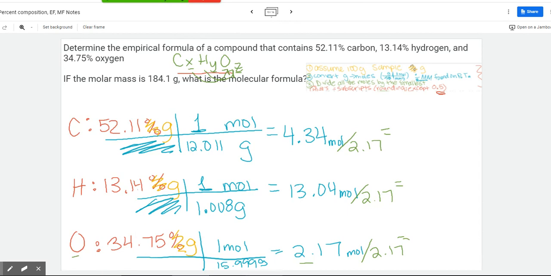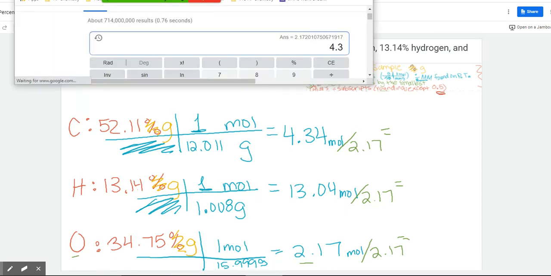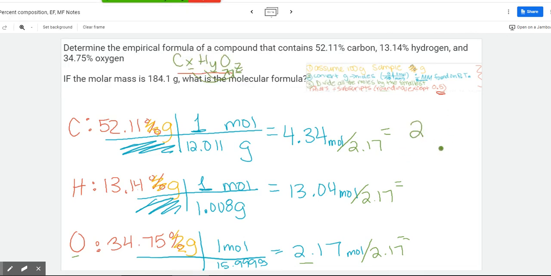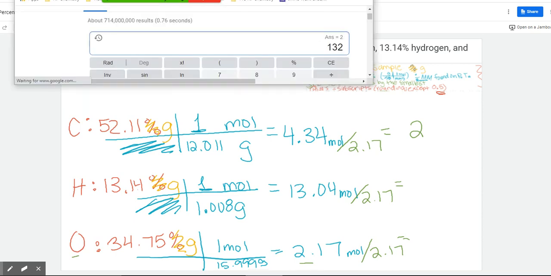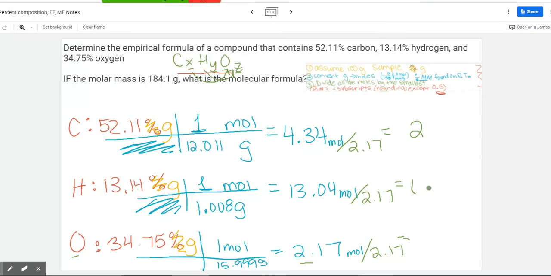We're going to pull out our calculator. We're going to do the same thing. So we got 4.34 divided by 2.17, and we get 2. I'm going to go ahead and put a 2 there. Then we had our 13.04 divided by 2.17. We get 6.009. So we have a 6. And then for this one, 2.17 divided by itself is going to be a 1. So we've now finished the green step.